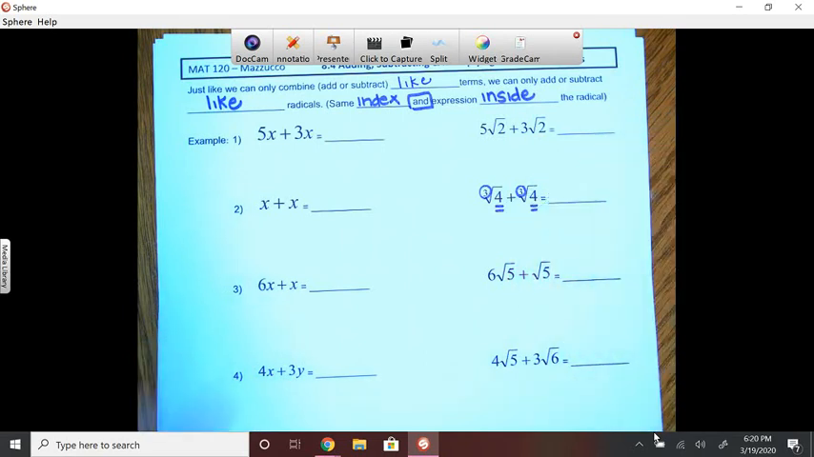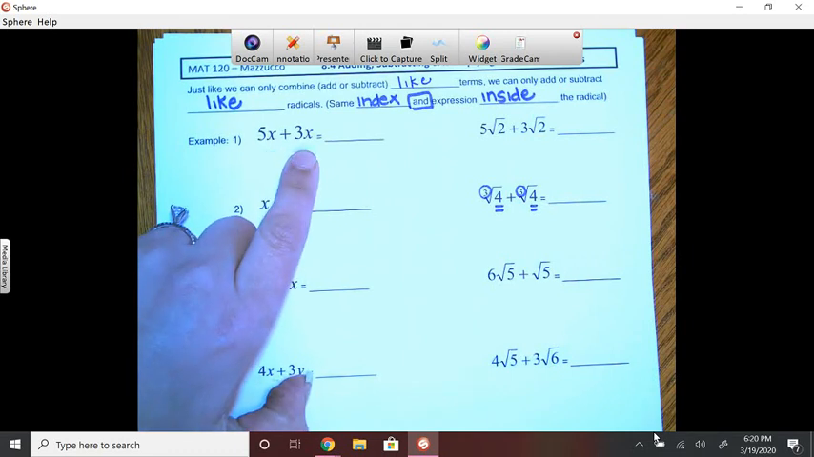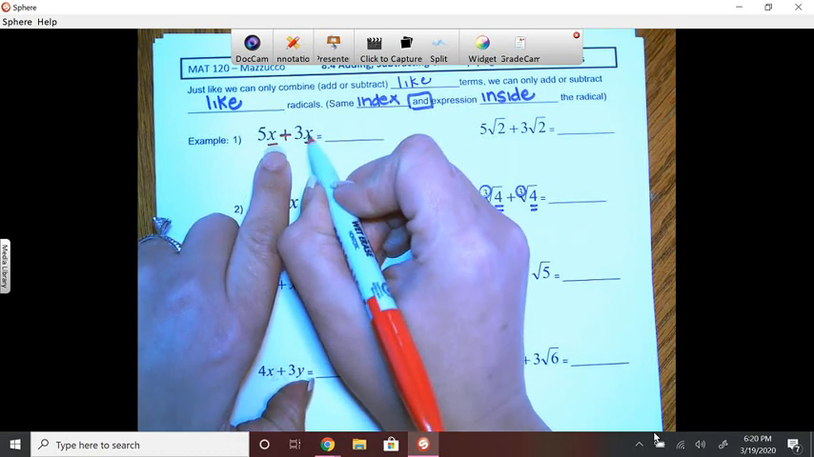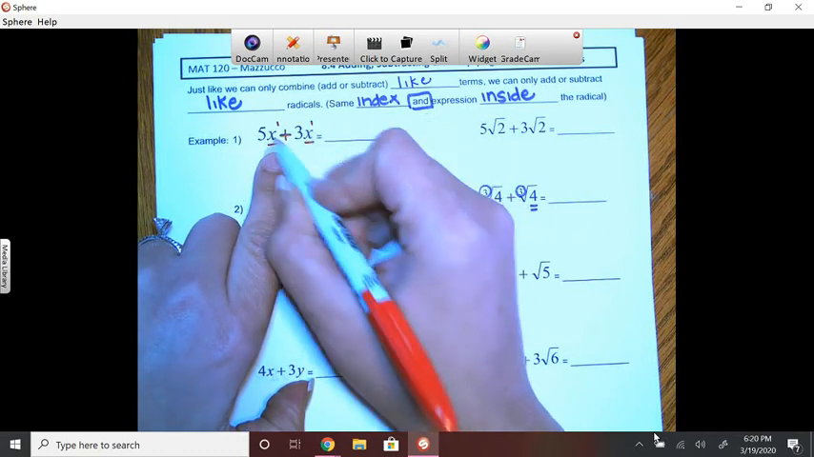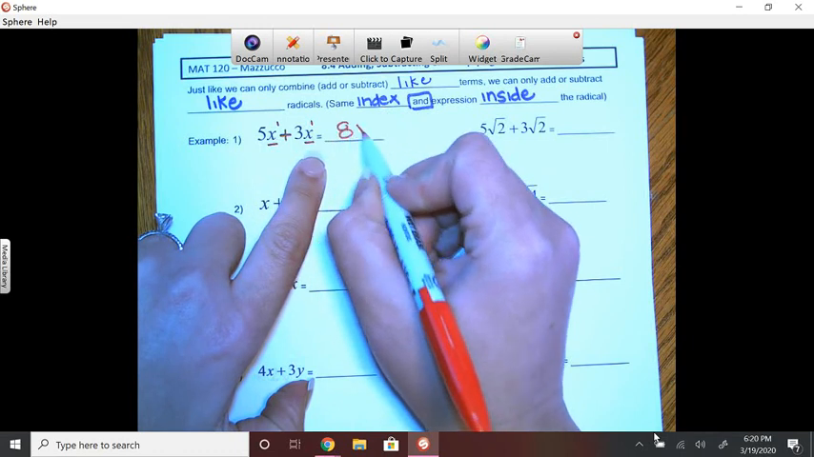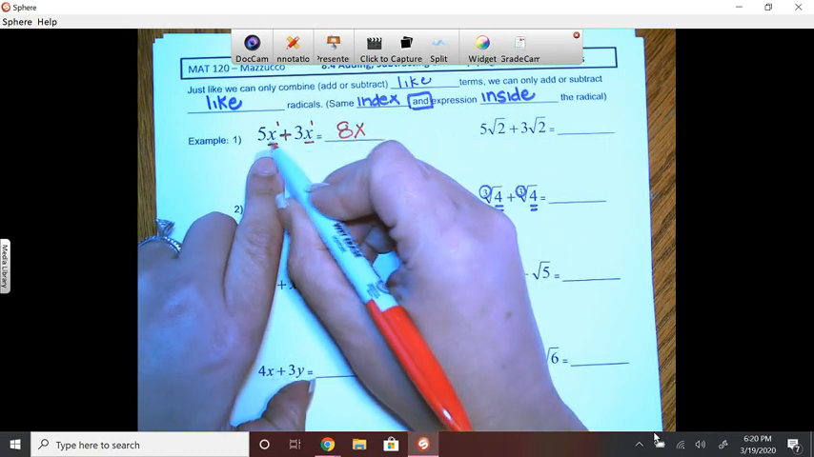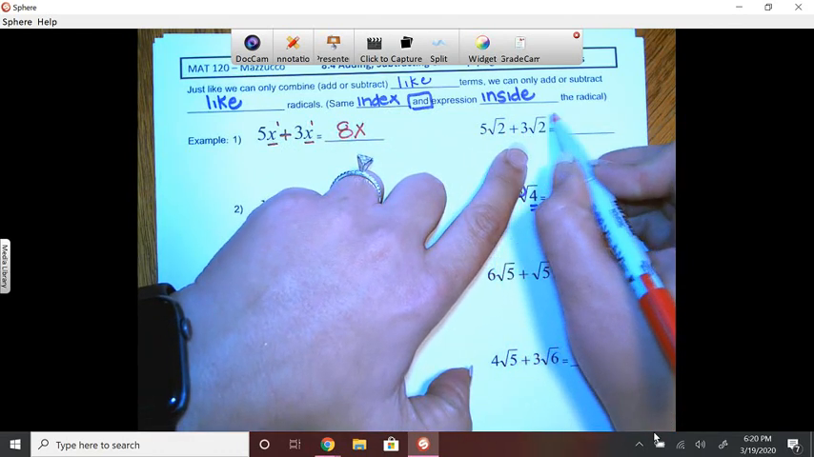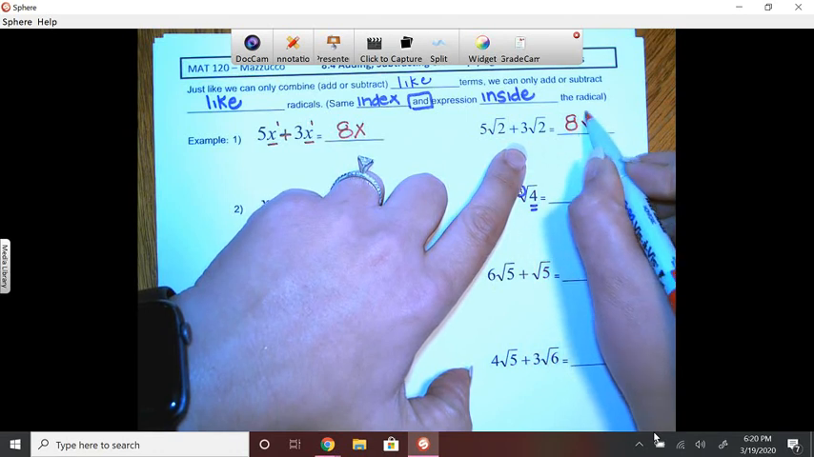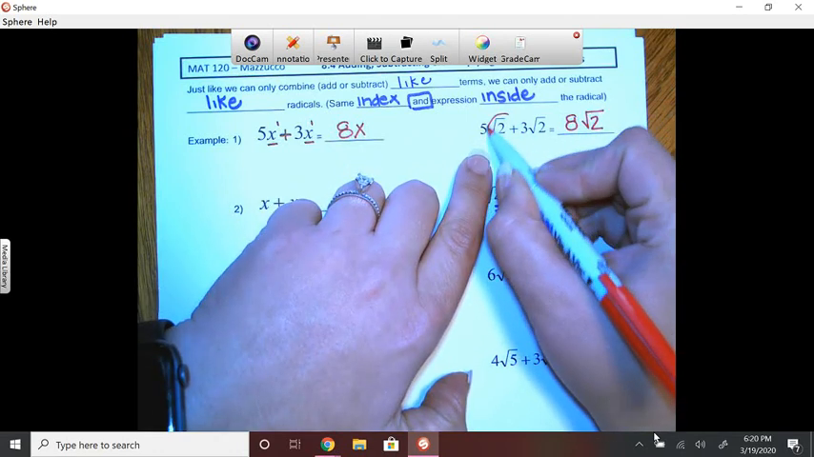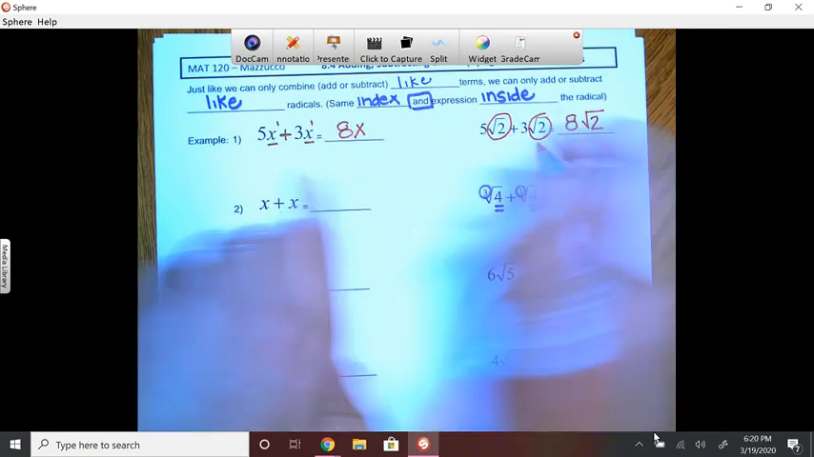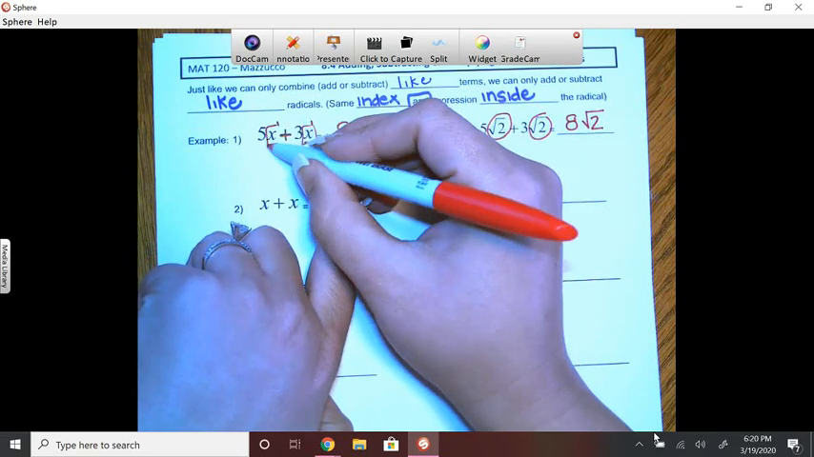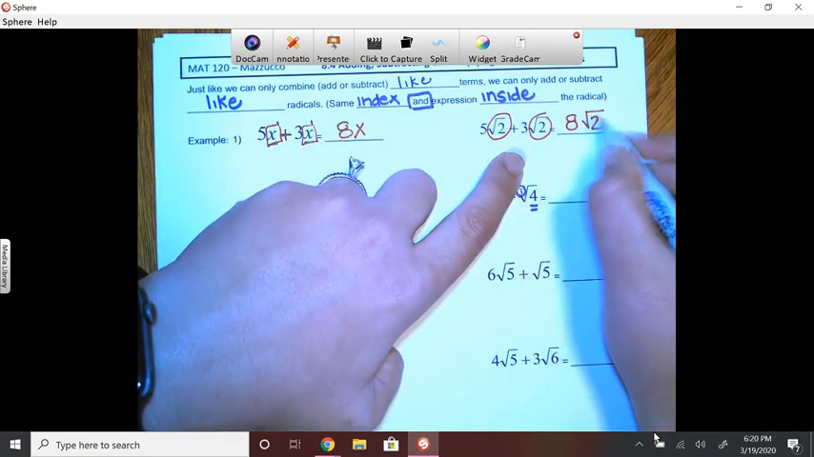It's just like if we have 5x plus 3x. When we're adding, they have to be like terms. They have to match, the same variable and the same exponent, in order to add them and make 8x. Just like 5x plus 3x is 8x, 5 rad 2 plus 3 rad 2 is 8 rad 2. Think of the radical part like an x. The radical stays the same.